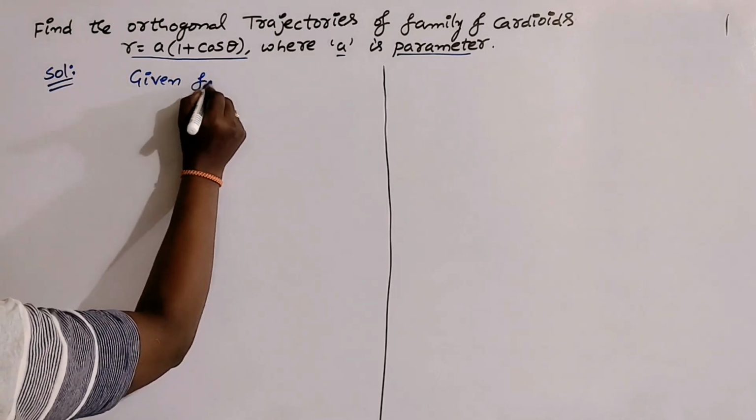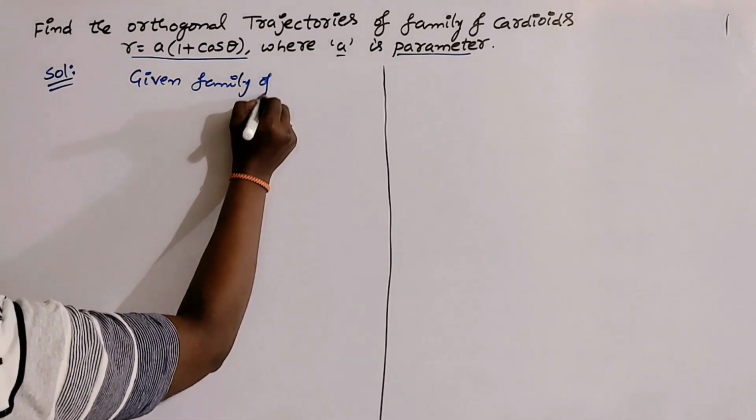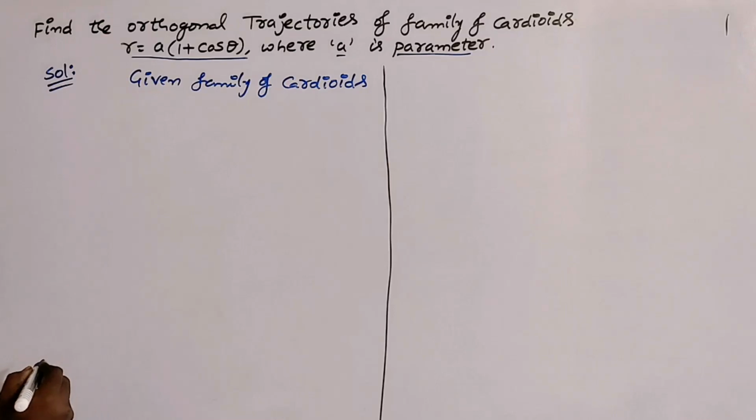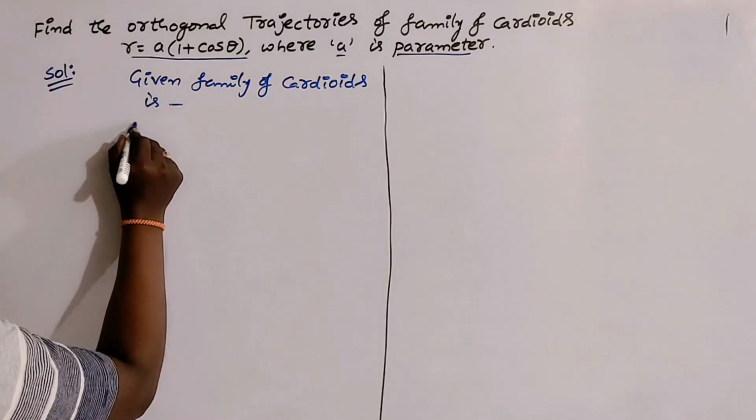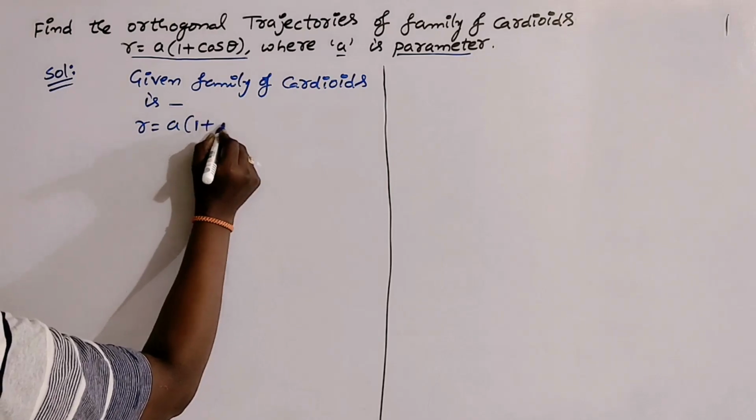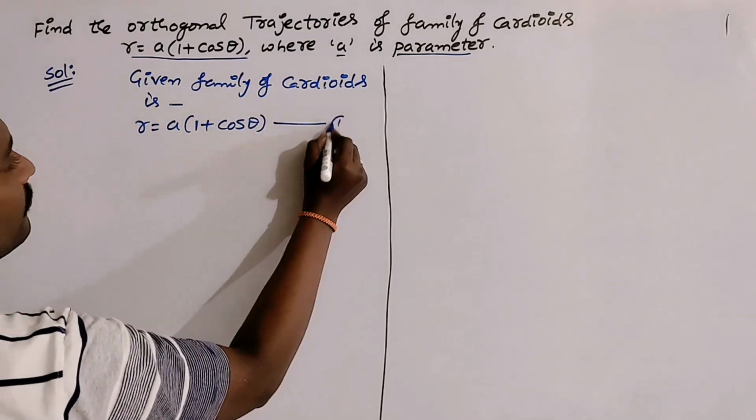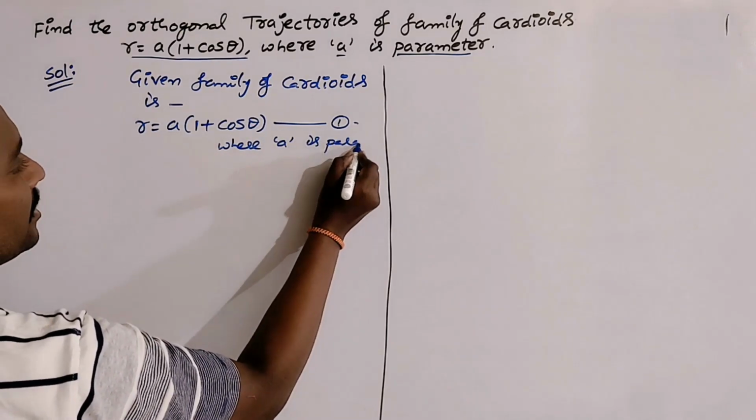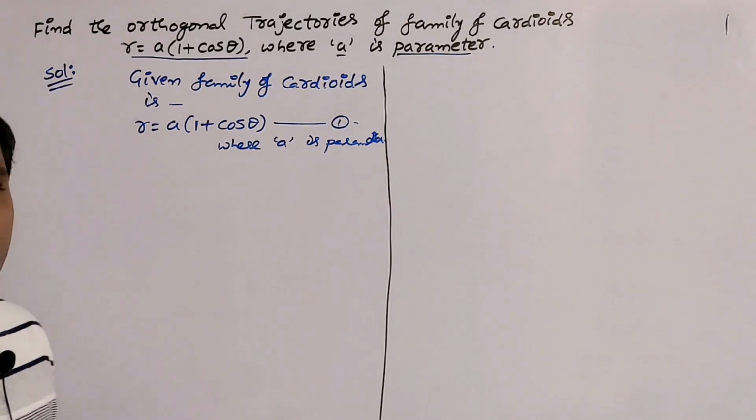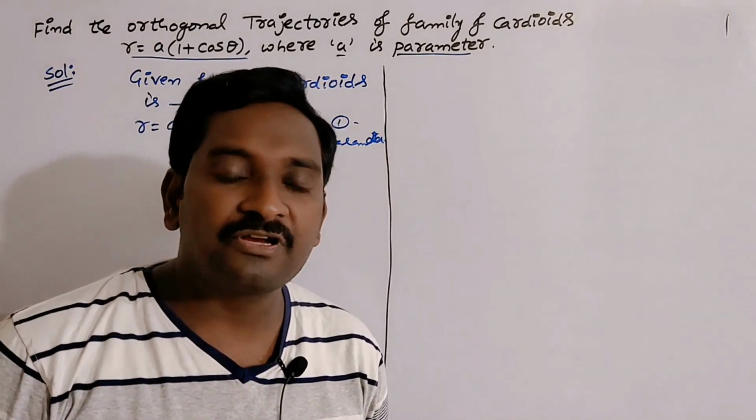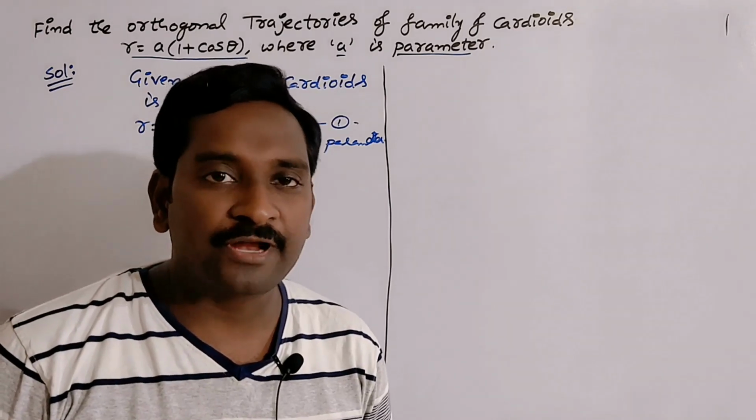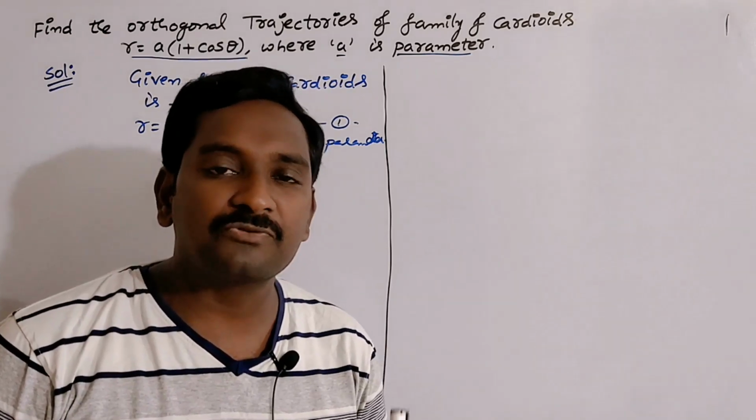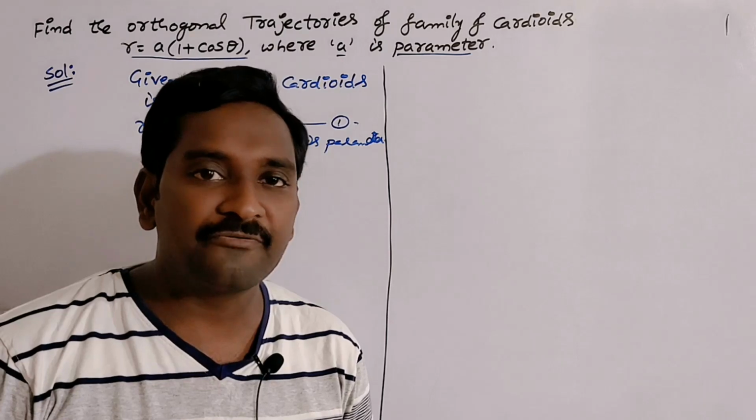Given family of cardioids is, once again I am writing the equation of cardioids here: r is equal to a into 1 plus cos theta. Take it as equation 1, where a is the parameter. Here also, first of all, I have to find the differential equation of the given family by eliminating the parameter a. For that purpose, we should take the derivative with respect to the independent variable theta.